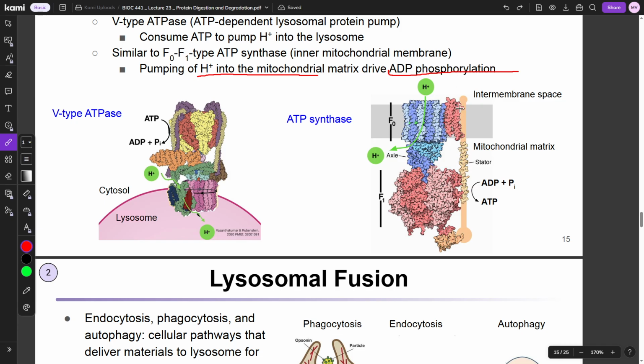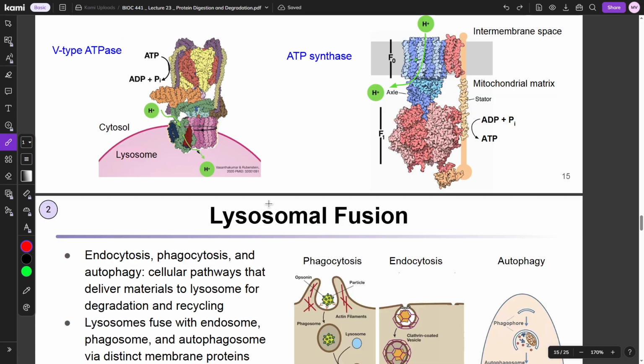So here's ATP synthase. For ATP synthase, as it falls down the gradient, we make ATP, but in this case, it's the opposite. We're not falling, because falling down should be going this way. We're actually going against the gradient, using ATP and pumping H+ into the lysosome.